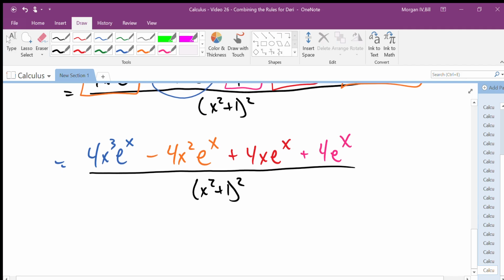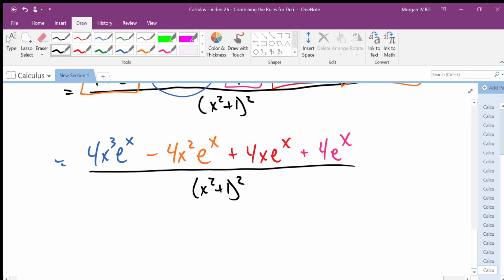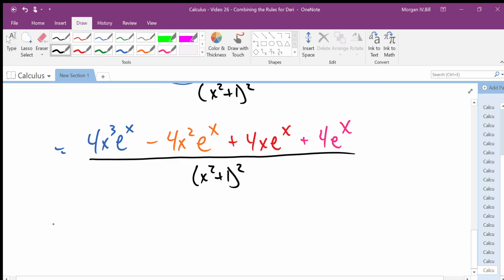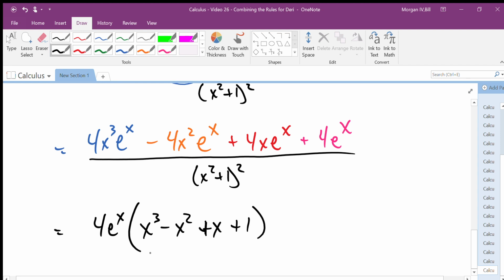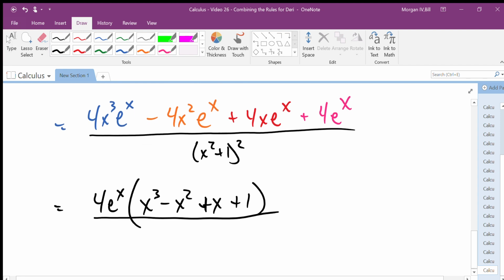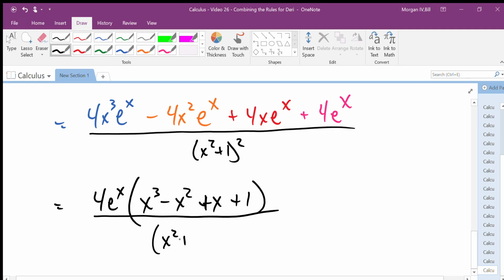Let's see if we can combine it all here, simplify. Each of the numerator terms have a 4. Each of them have an e to the x. Let's take out a 4e to the x. That leaves me with x cubed minus x squared plus x plus 1, divided by x squared plus 1 squared. And I think that's it.